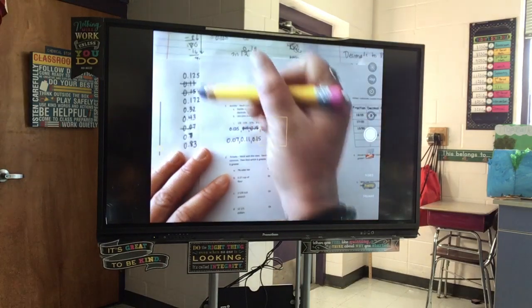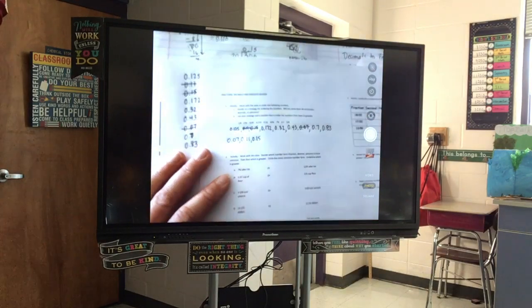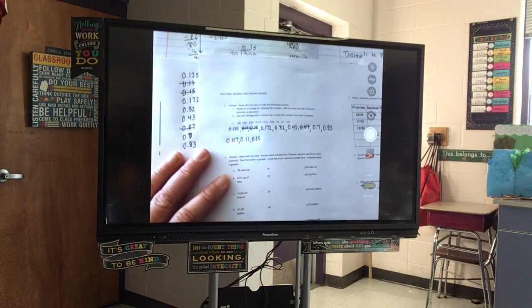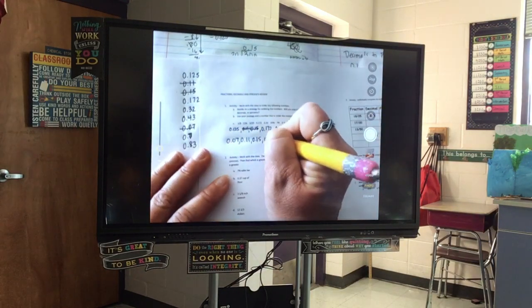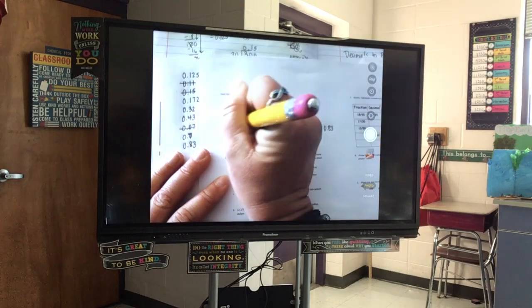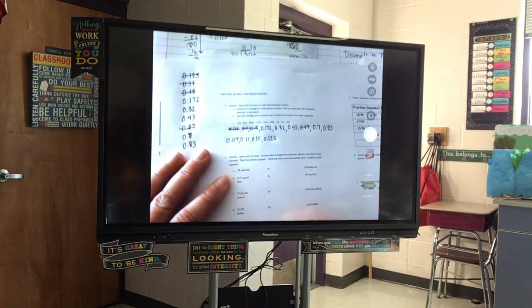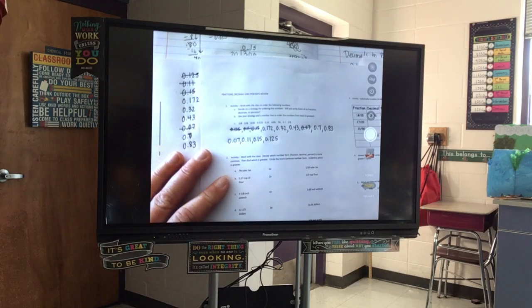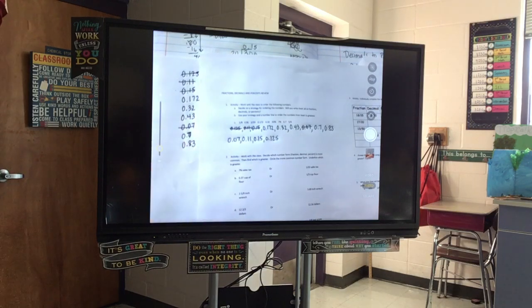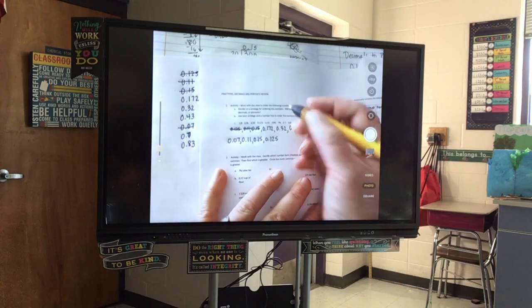So now, looking at these two, which one is going to be my next smallest number? Gabby? 0.125. And then the next smallest number? Even if you can't say the numbers, just tell me the numbers in it. Kira? 0.172.